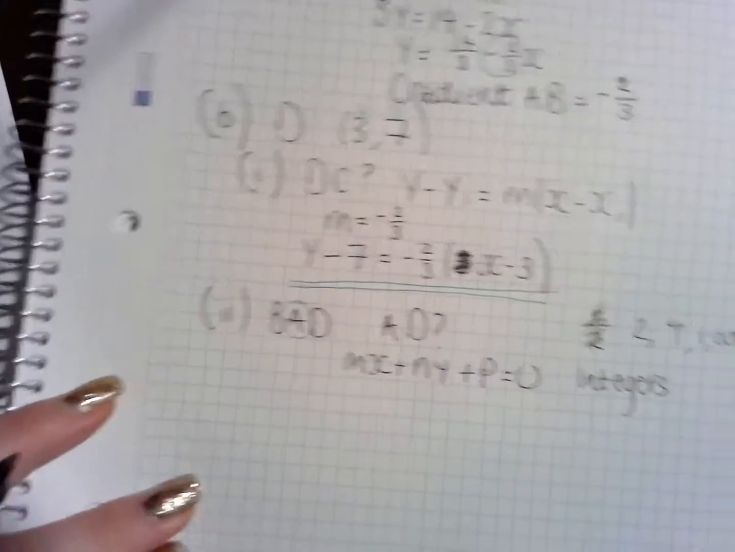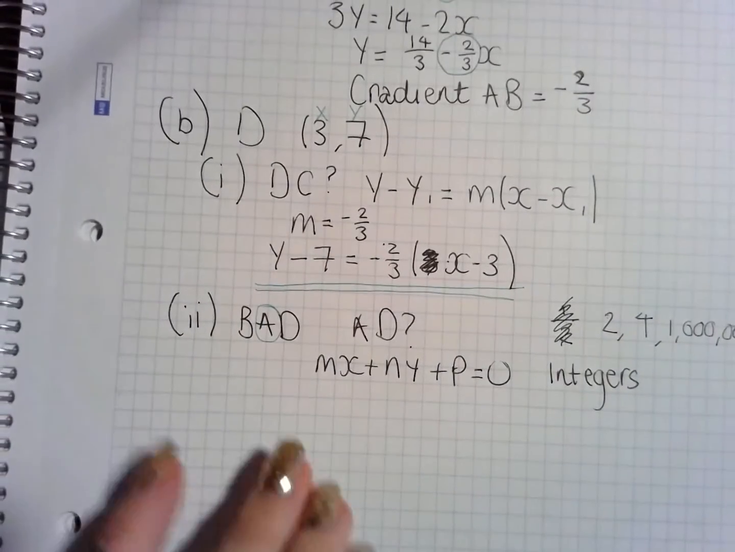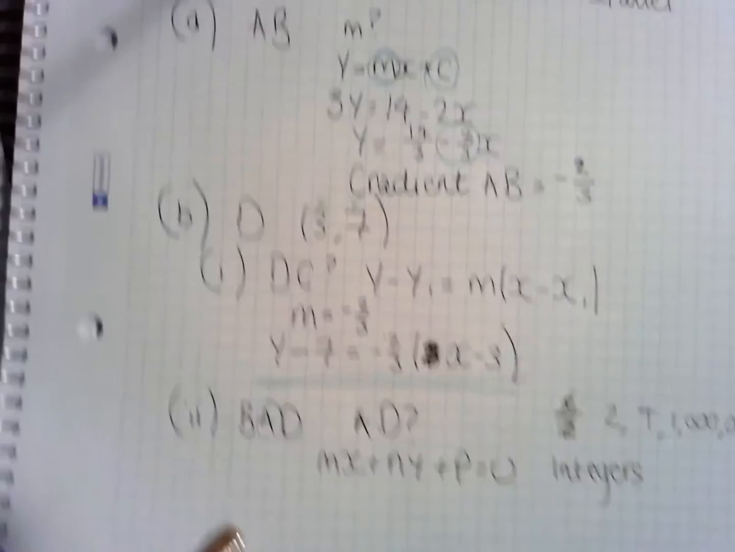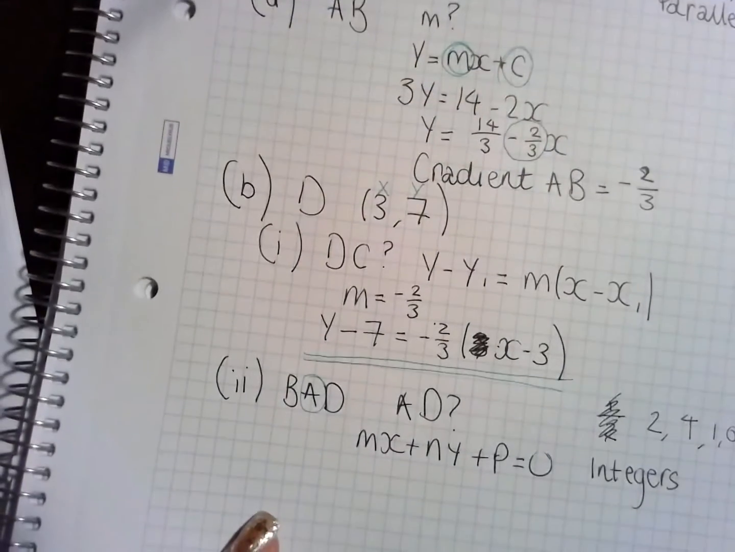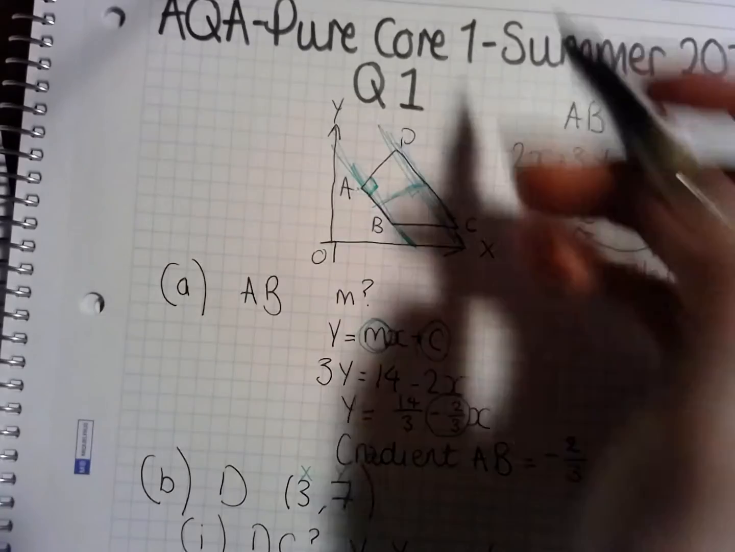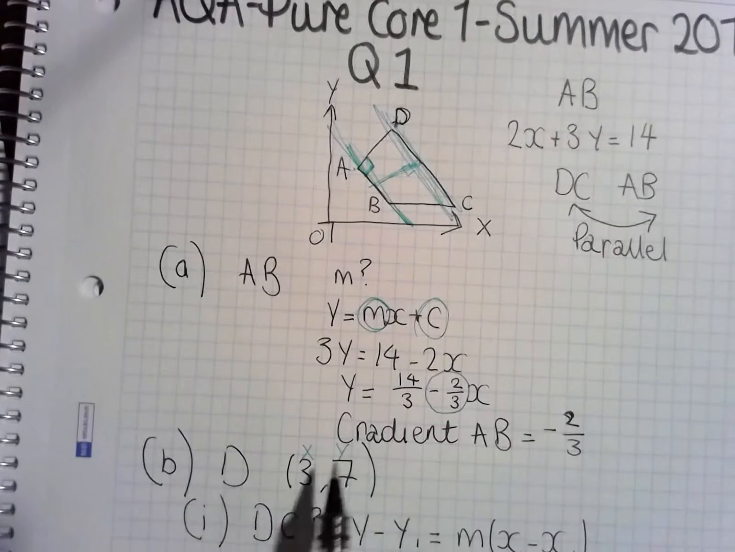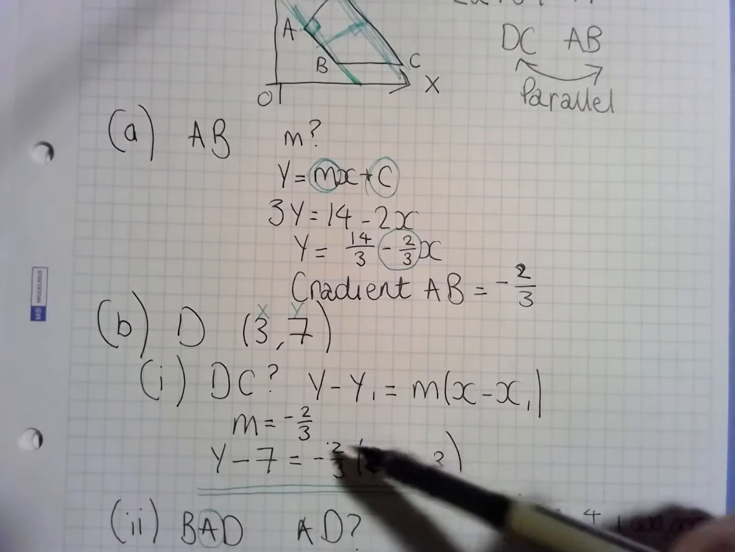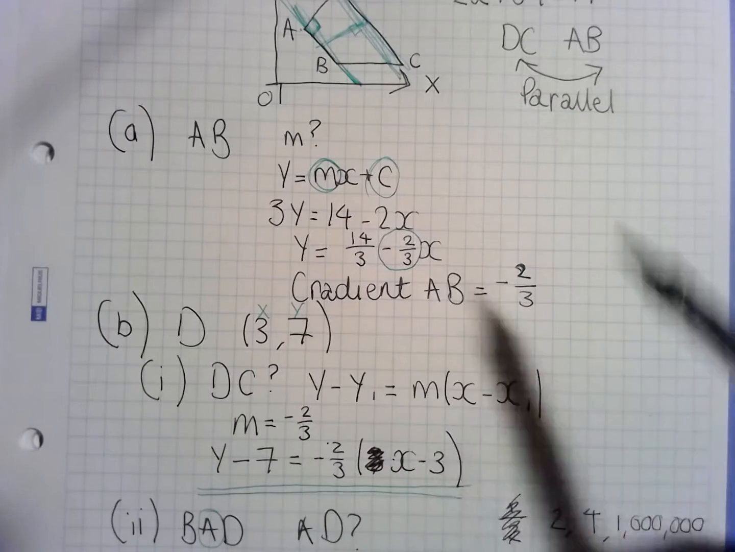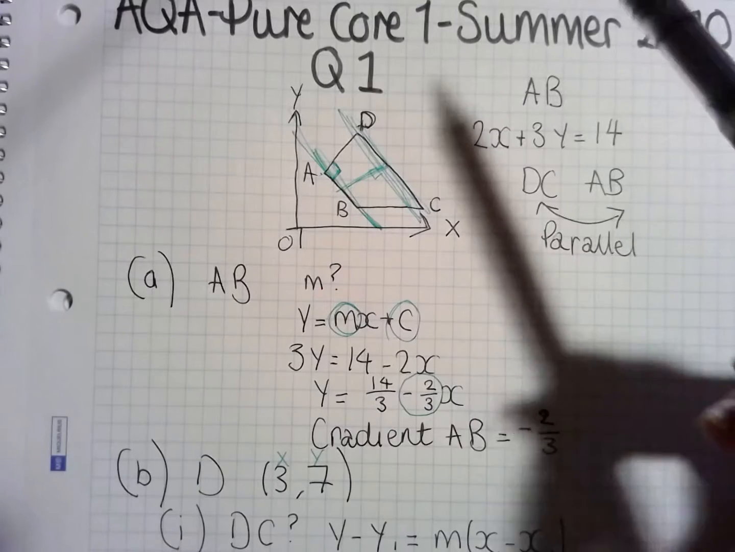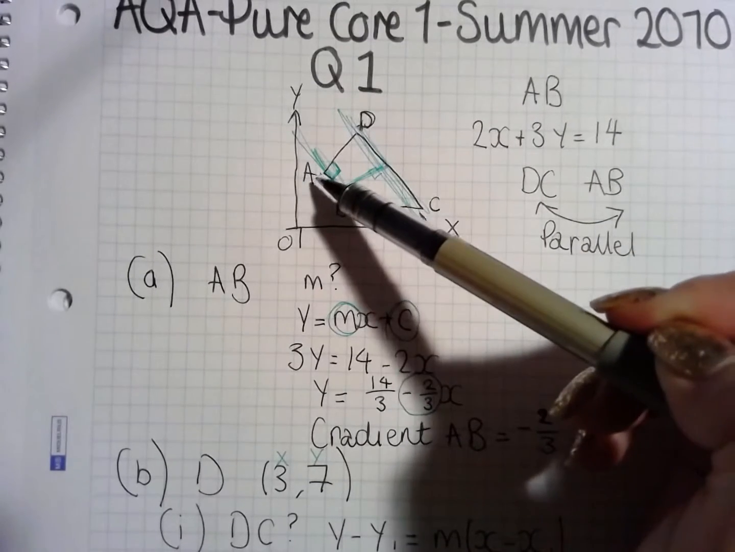Okay, so basically it's just asking you to find the equation of a line again, and we already have the point D. D is a point on this line, so we already had that point. We know that D is 3, 7. The coordinates of D are 3, 7. So all we need to fulfill this equation is the gradient. Now, this question is just testing that you know that if a line is at a right angle, that basically means it's perpendicular to AB.